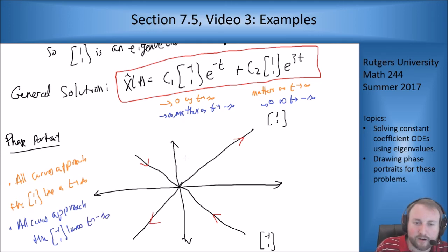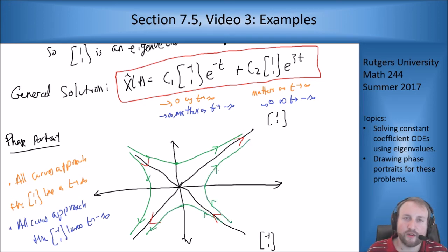So what I get are curves that say I start here. I'm going to approach this line as t goes to infinity. I'm going to approach this line as t goes to minus infinity. Over here, this way as t goes to infinity, this way as t goes to minus infinity, and then same thing here and over here. This is the one I showed in one of the videos previously, something like this. So that's what your phase portrait looks like for this kind of system.